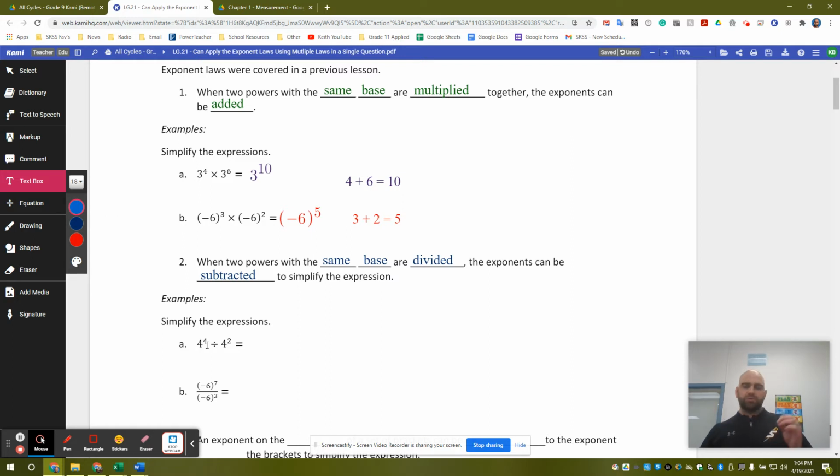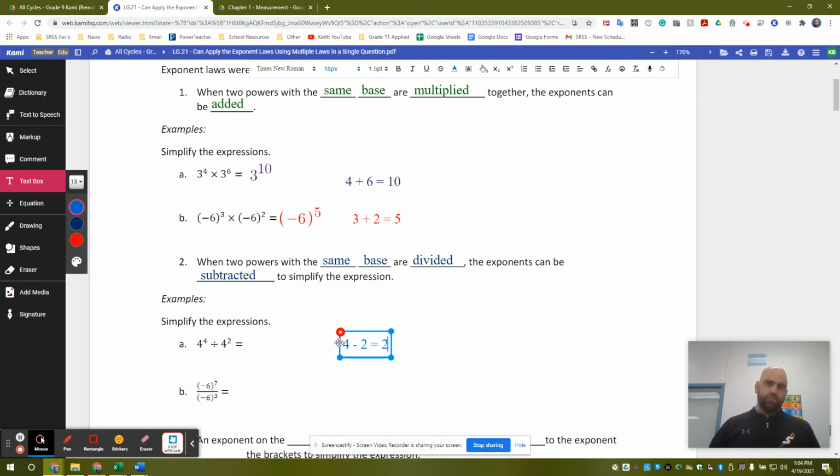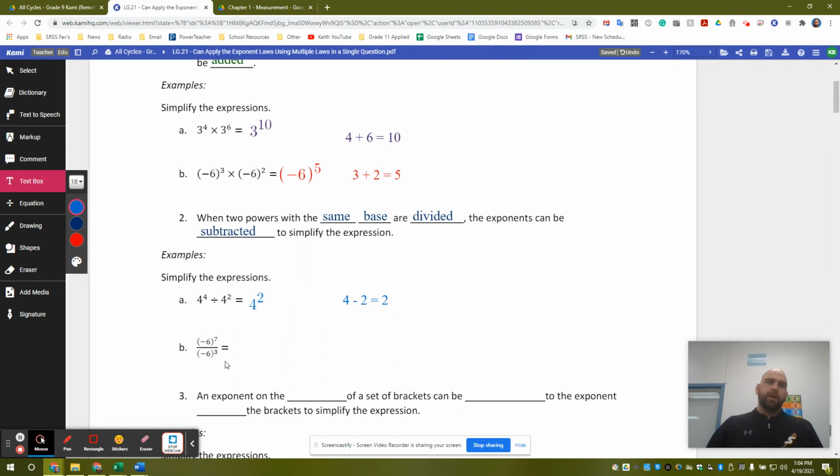Now again, we have to subtract them left to right. So we're going to do 4 minus 2, and it's not because 4 is bigger. 4 minus 2 is equal to 2. And so we're going to have a new power of 4 to the power of 2. If we do 4 to the power of 4 divided by 4 squared, we're going to get an answer of 4 squared. Now again, we can do this with numbers. We've done it before. If we go back to learning goal 20 from a little while back, that was a part of it as well. All right, next one here, we have a different sort of division statement.